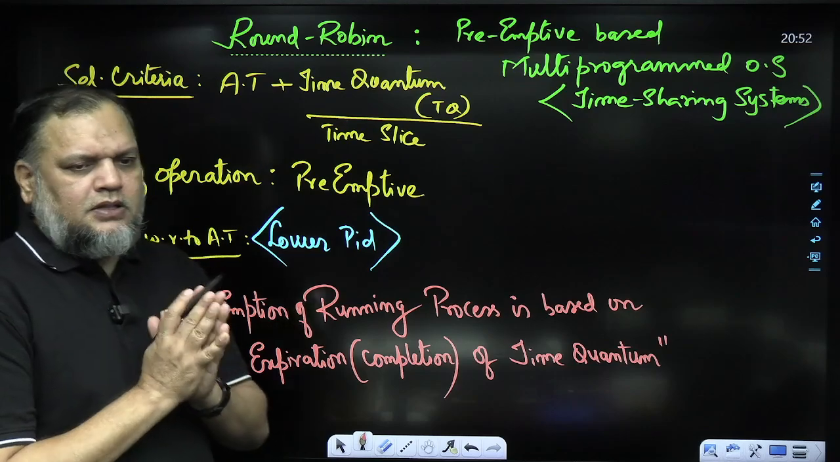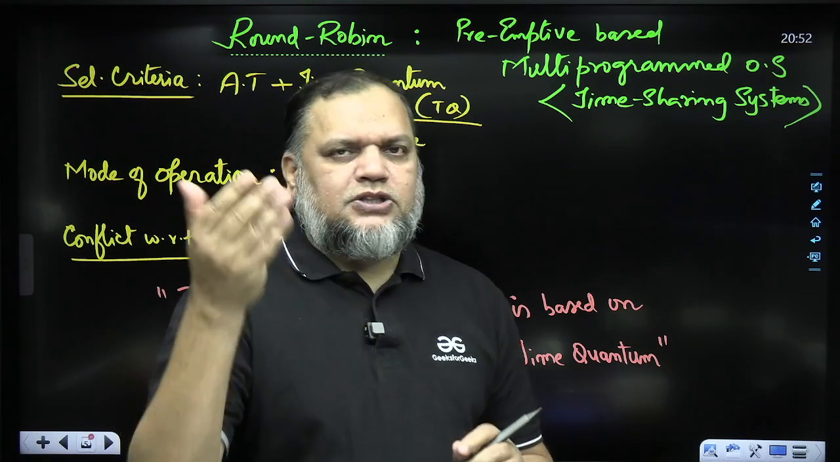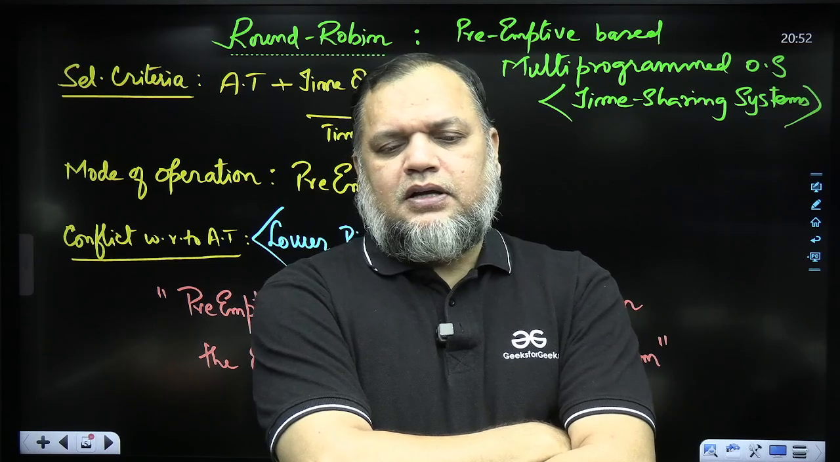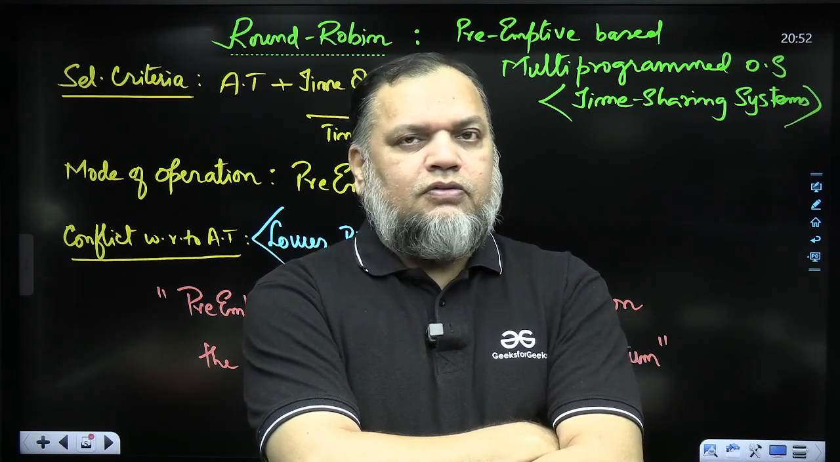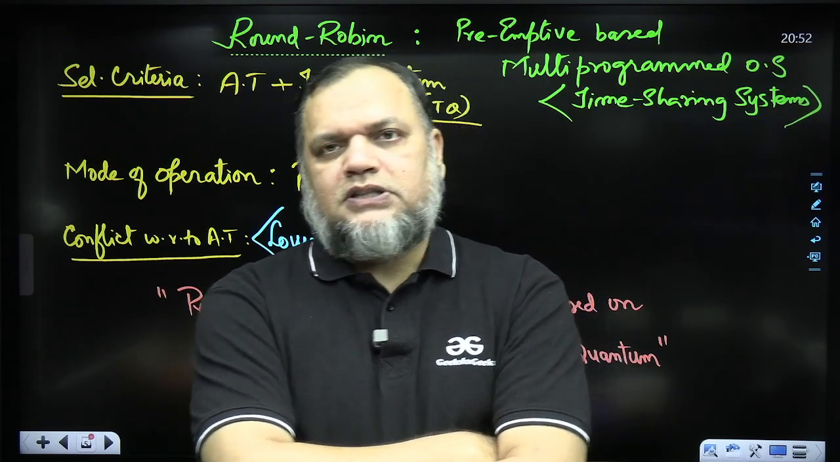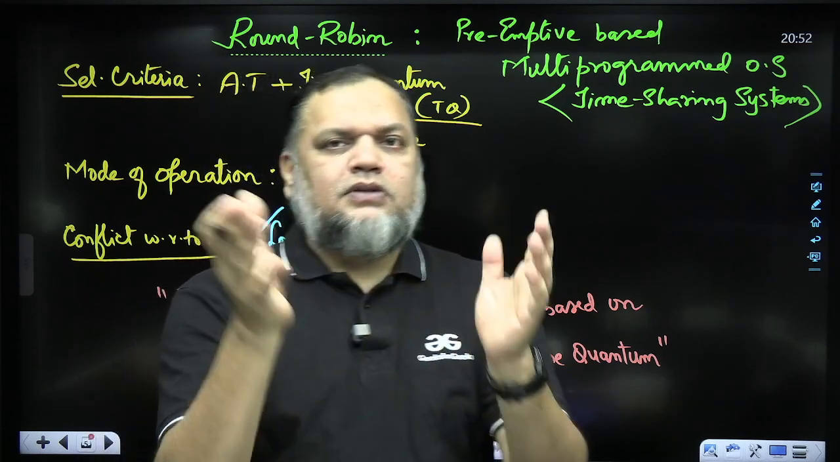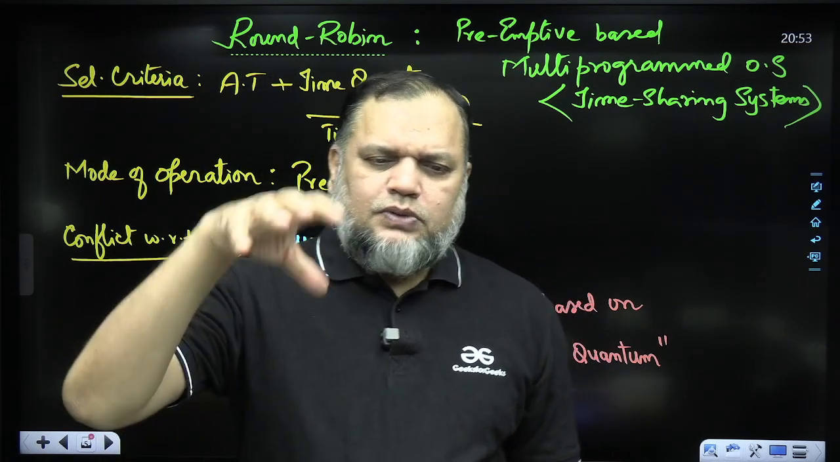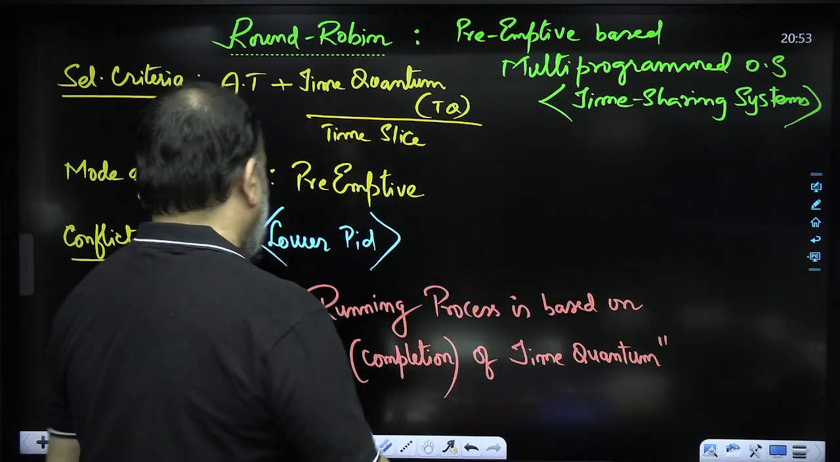Let me elaborate what this means and how, step by step, the algorithm of round robin works. As we say, the ready queue is maintained in the form of a FIFO queue. That means the processes are added in the queue based on first come first serve order, first in first out order. So the ready queue is essentially a FIFO queue. Let me write here.